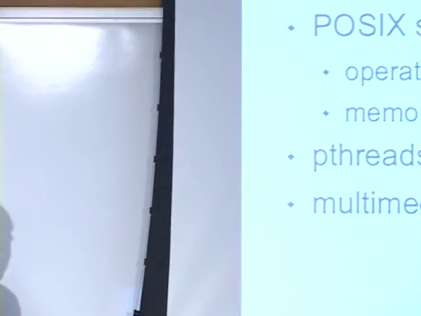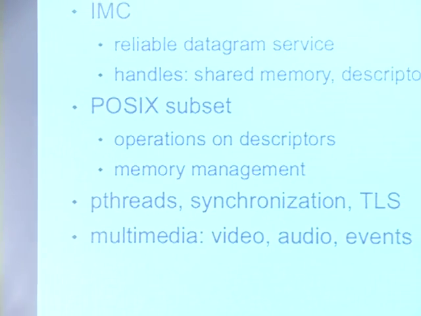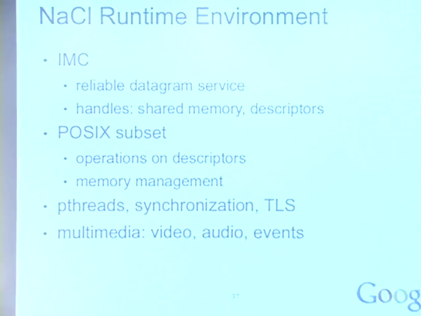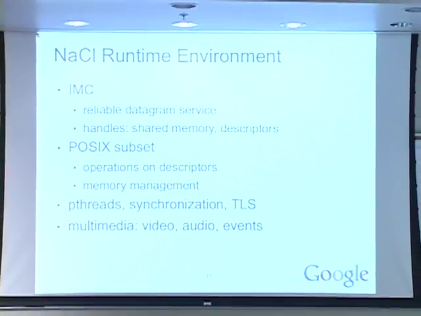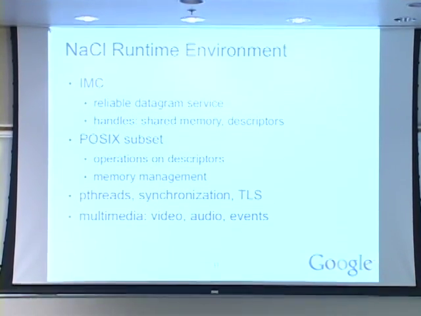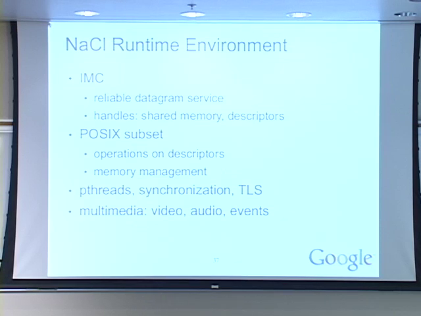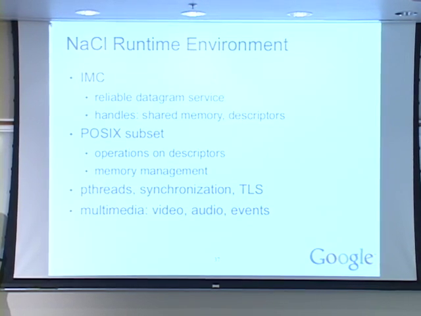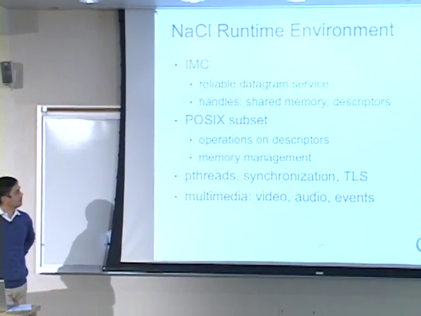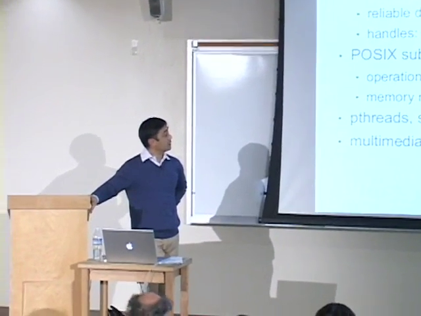I wanted to call your attention to a few of the main interfaces that Native Client provides in our current research prototype. The first one we call the Inter-Module Communications Facility, or the IMC. It's a reliable datagram service, and if you take a look at the actual entry points, it'll look kind of familiar. There's IMC connect, IMC socket, IMC send message, that sort of thing. Not too different from what you would expect in a Linux socket interface. There are some curious additions, though.